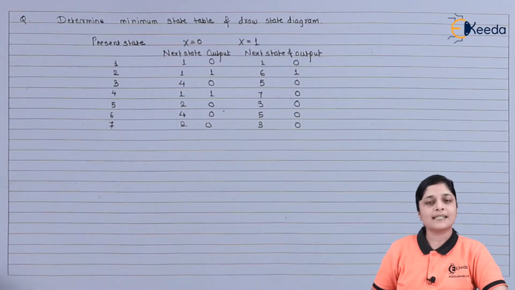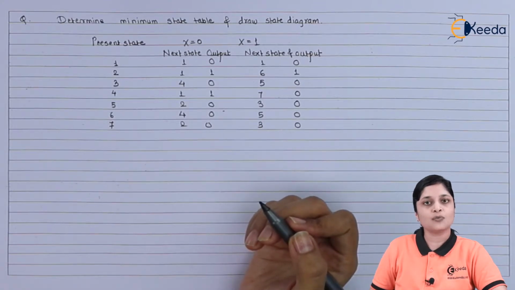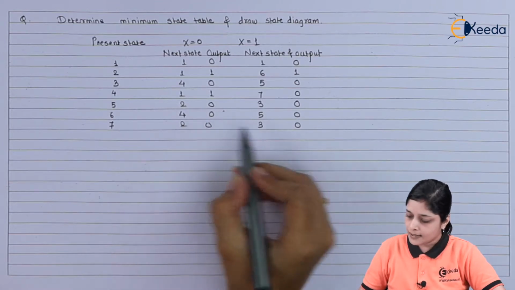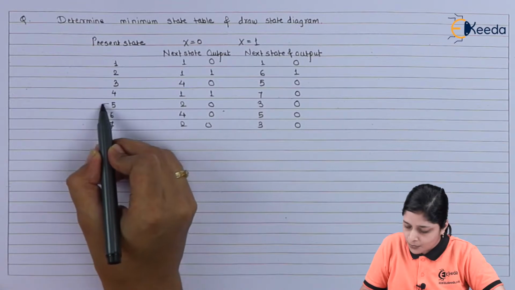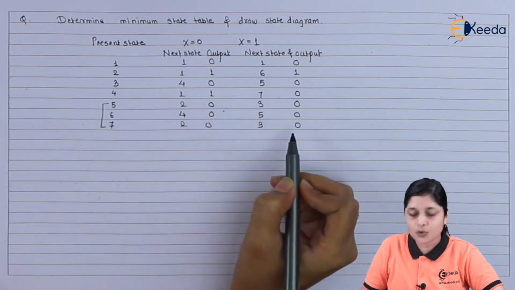With the use of this table, you have to apply the row elimination method. You have to draw the minimized state table, and with the use of the minimized state table, you have to draw the state diagram. So we will start our process. The first step is to find the same next states and the respective outputs. If you see here, states 5 and 7 are the same, and their outputs are also the same.